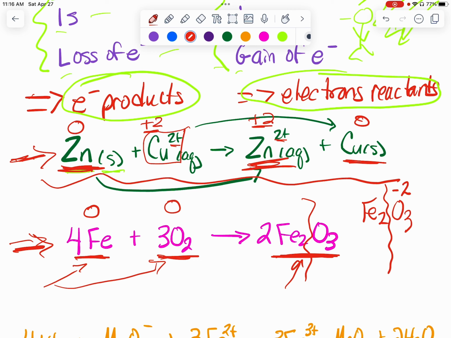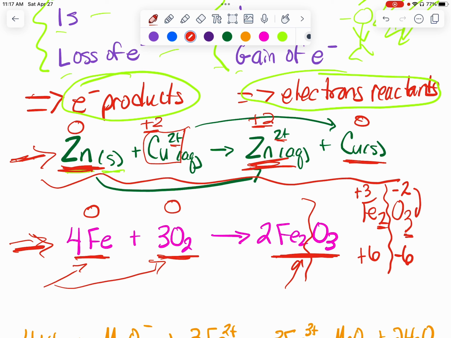So each oxygen has a charge of -2. But guys, there's 3 of them. So this side of the formula seems like -6. Well, the other side has to be a +6, right? But we have 2 elements. So that means each one is a +3.